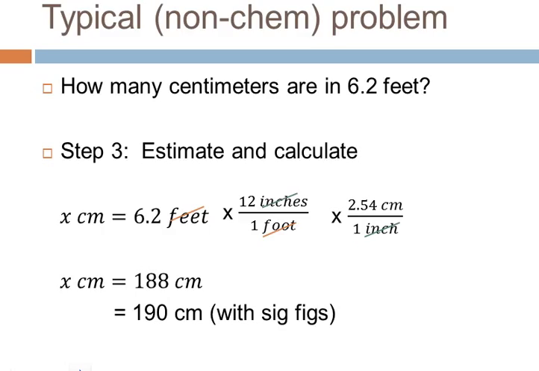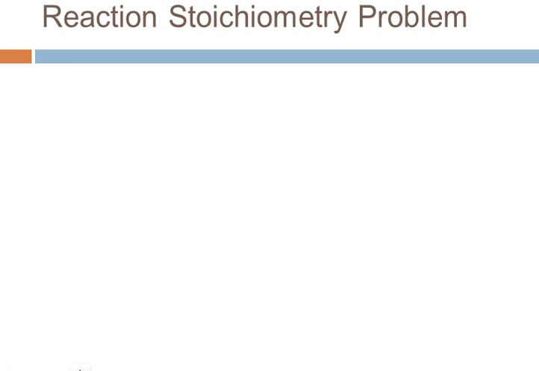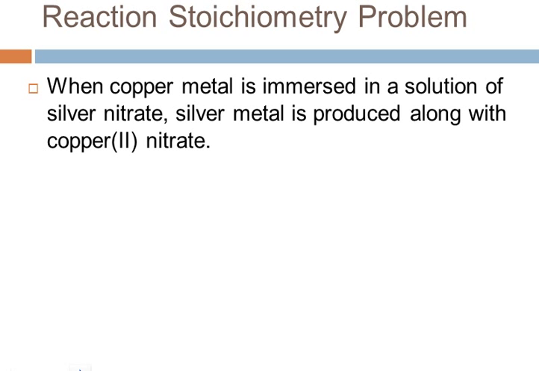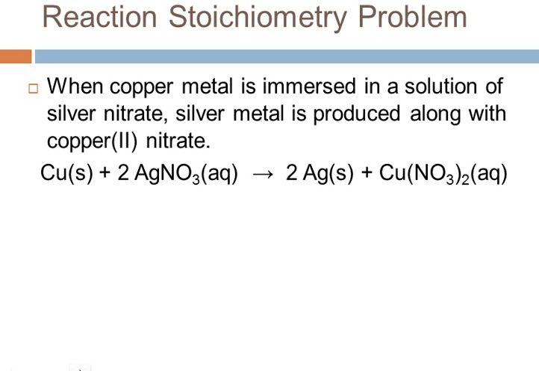All right, let's go on and do a more typical chemistry problem. A reaction stoichiometry problem. When copper metal is immersed in a solution of silver nitrate, you make silver metal along with copper 2 nitrate. And this is a very classic single replacement reaction. Perhaps you've done it. And here's the balanced equation. It's a stoichiometry problem. You do need to have a balanced equation, of course.